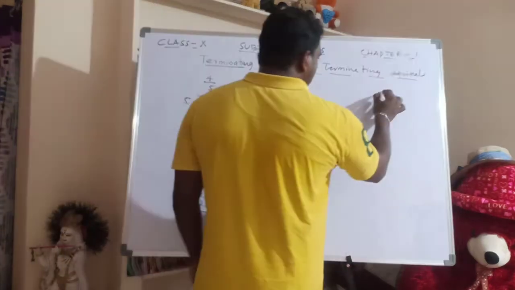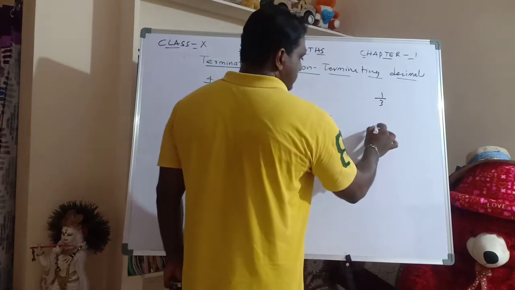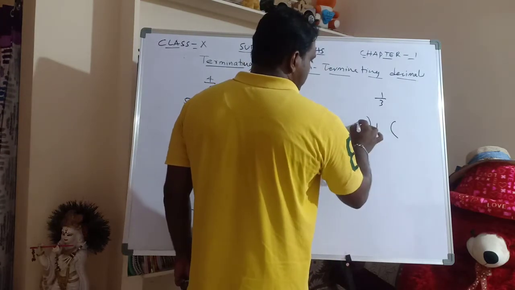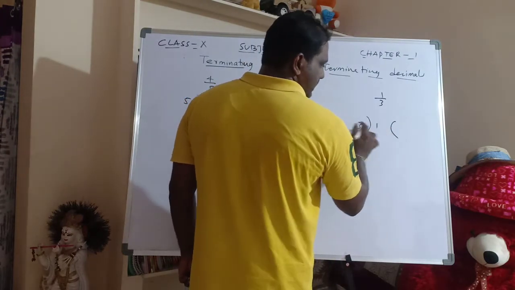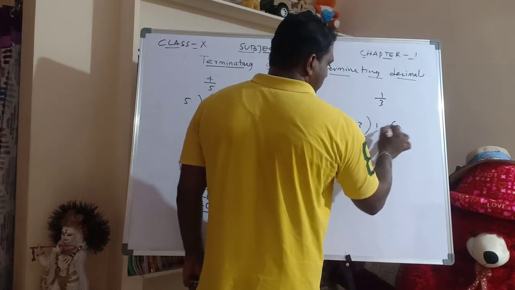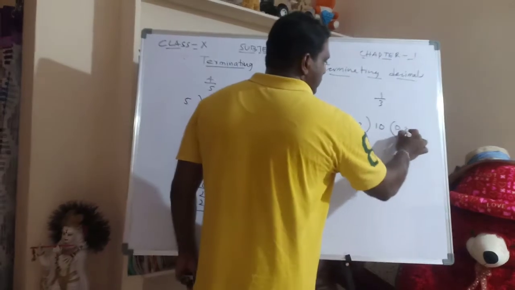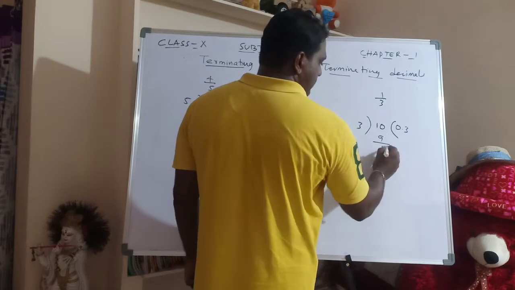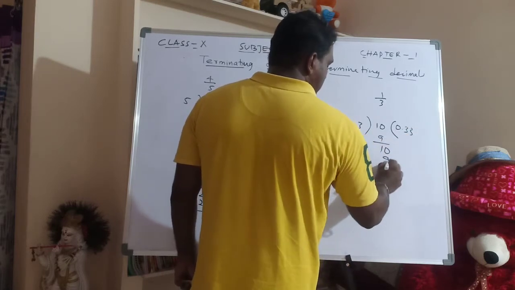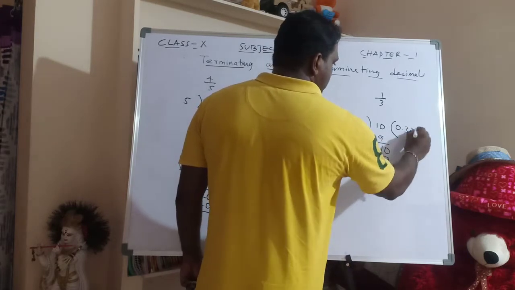We'll go for one more example. 1 by 3. Same, 1 divided by 3. 1 is very small compared to 3, that's why I'll keep 0 and a point here. It will be 10. 3 3s are 9. Remainder 1. Again 3 3s are 9, remainder 1. Again 3 3s are 9 and so on.